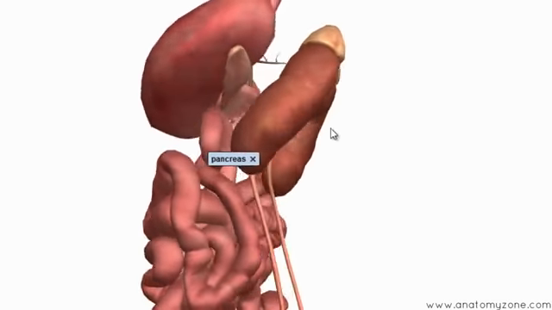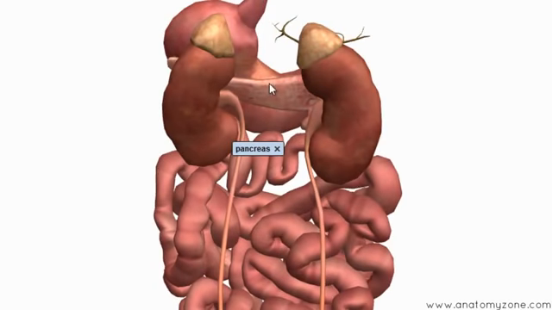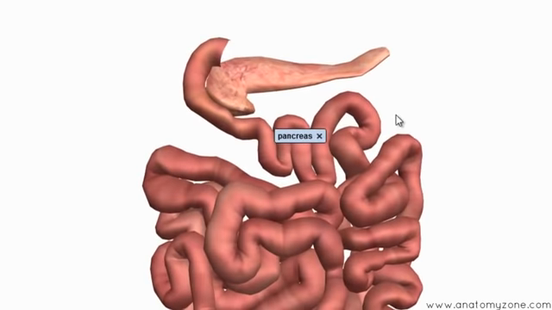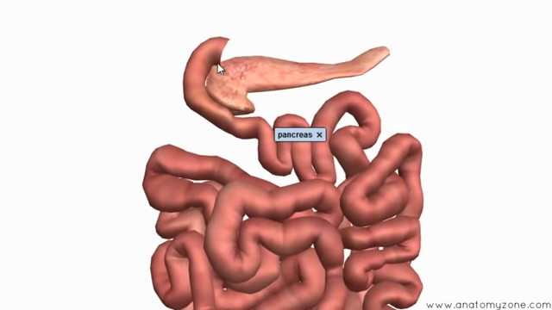So this organ sits behind the stomach, as you can see here. So if I just fade away the other organs, you can see the pancreas, and you can see how it sits in this C-shaped part of the duodenum. So the head of the pancreas nests itself into this curve of the duodenum.